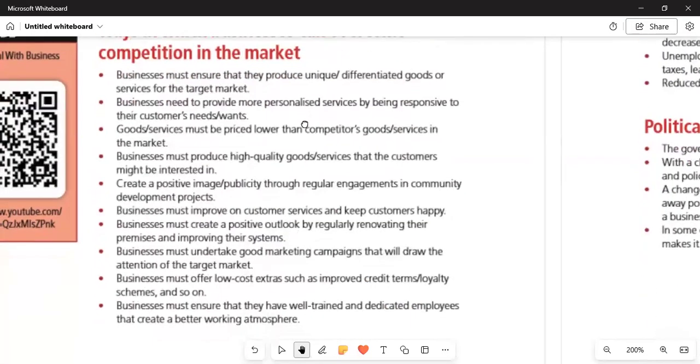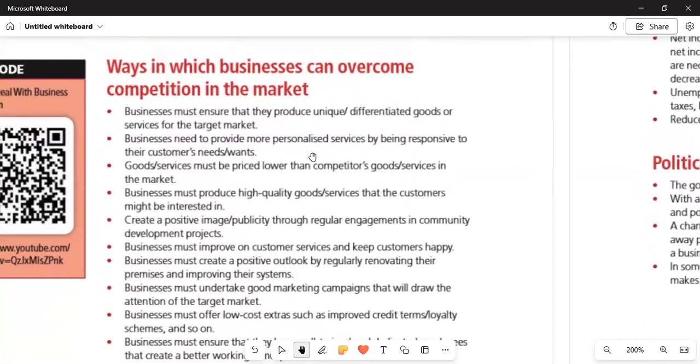Now we come to ways in which business can overcome competition in the market. It says business must ensure that they produce differentiated goods or services for the target market.